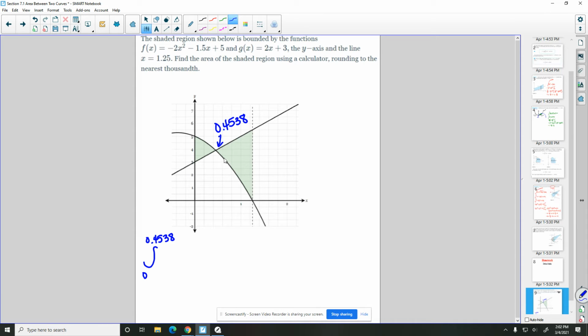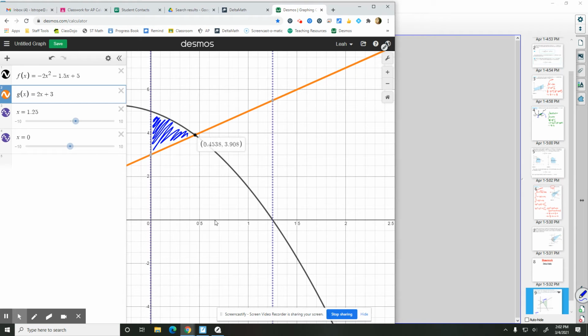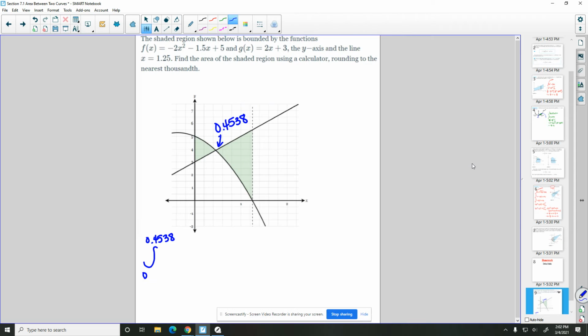So in this region, maybe go back to Delta Math. In that region, what's on top? The black curve is the one that's like a parabola, the squared one. So you would be putting that first. So you would go negative 2x squared minus 1.5x plus 5. That's the curve on top, minus the 2x plus 3, because that's the curve on bottom, dx. You're going to get an answer, okay?